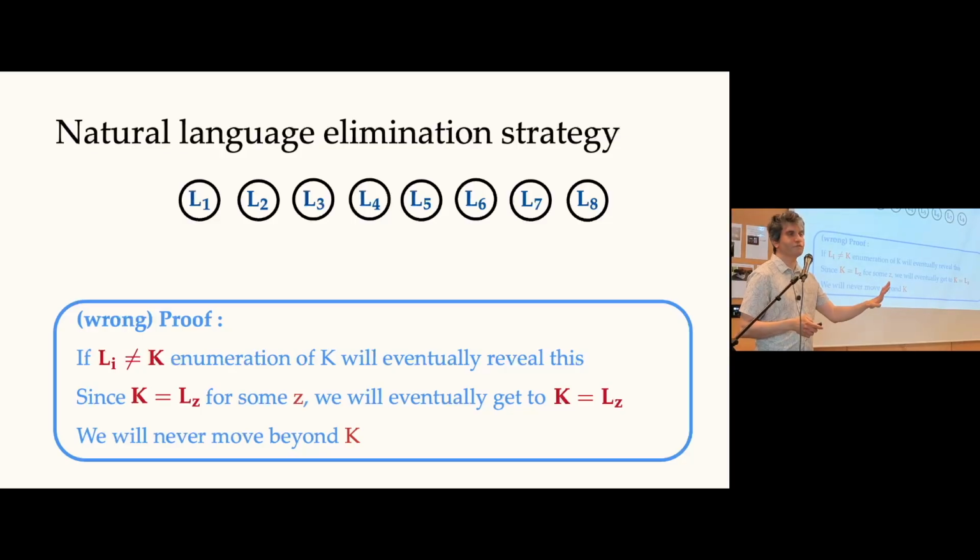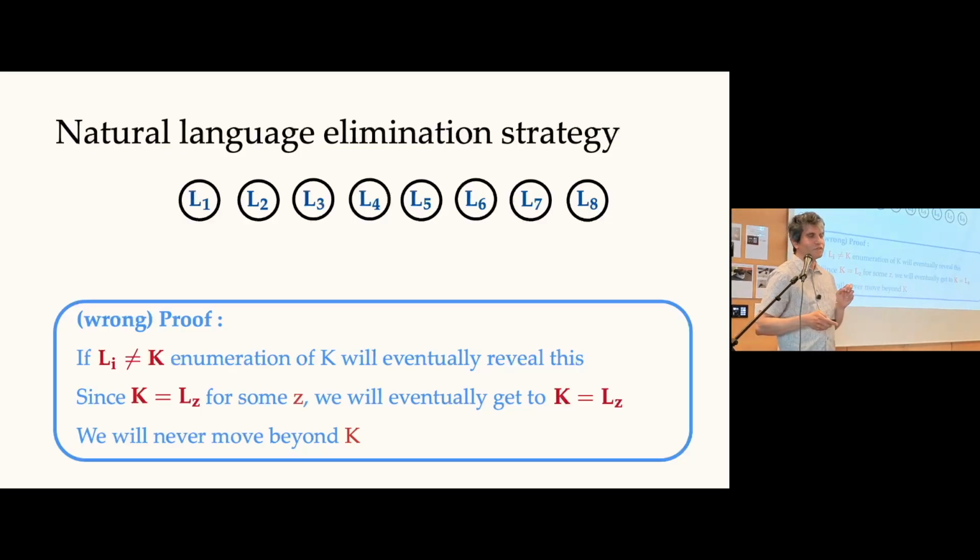Here's a proof, actually a wrong proof, that this algorithm is correct. If our current language is not the target language, at some point in the enumeration, we will discover this, and we'll move on to the next one. So eventually, at some point, we'll reach the target language, wherever that is. And once we hit the target language, we'll never move on. So the algorithm is correct. Okay? There's a flaw. There's a reason why I said this is a wrong proof.